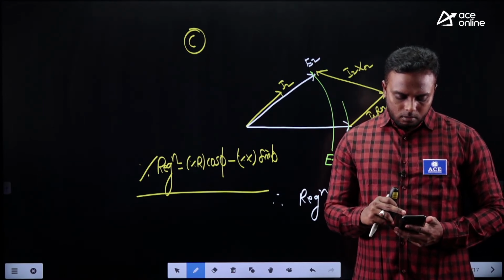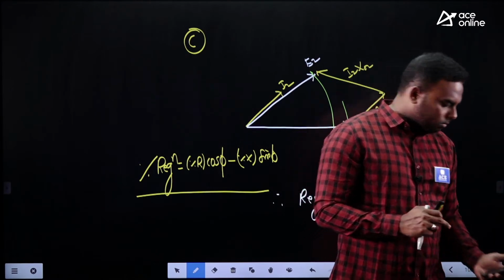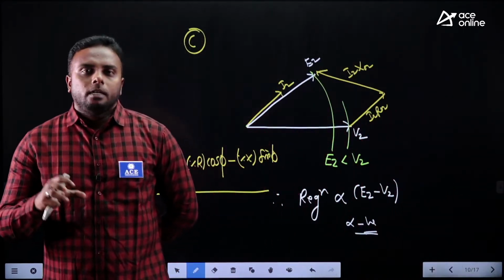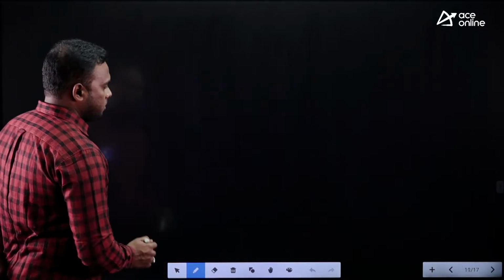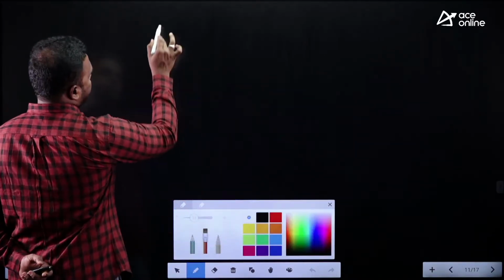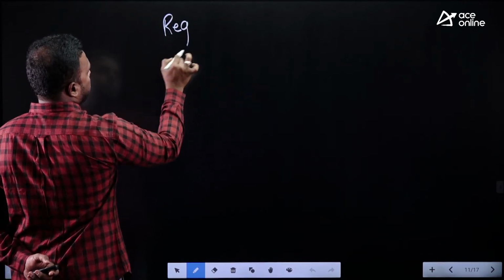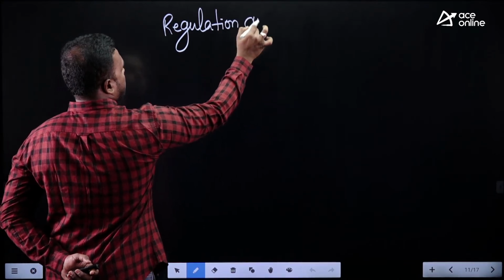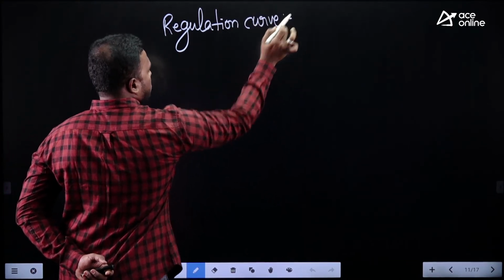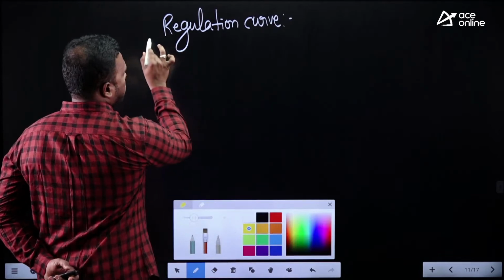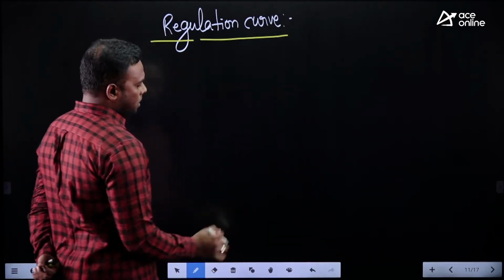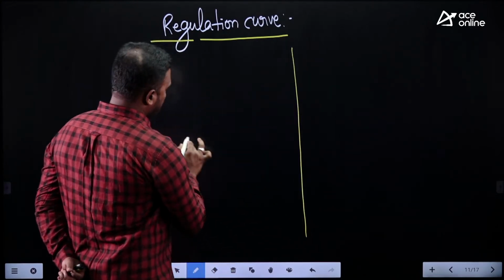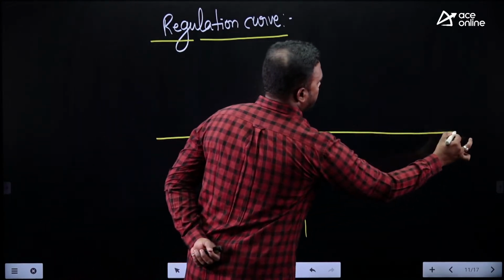Any doubt up to this? Now all these three cases we combine as a regulation curve. Let's see that. Regulation curve. If you remember this graph, it is enough for most of the questions. It is drawn between the magnitude of regulation and power factor variation.